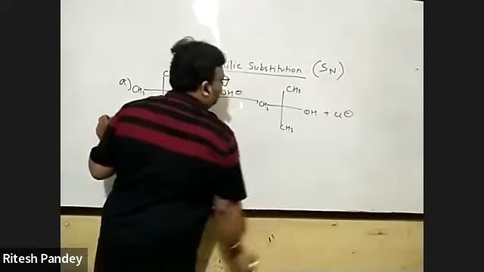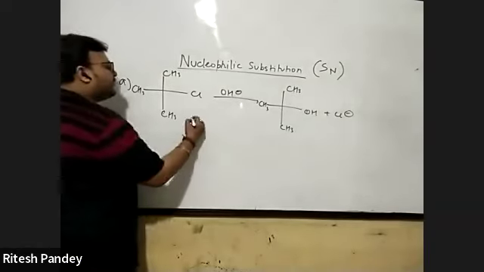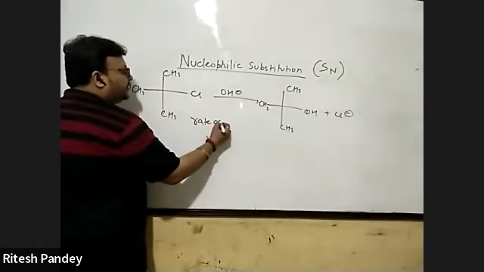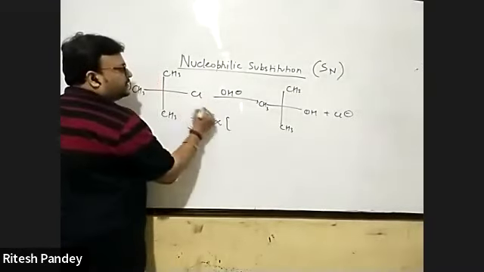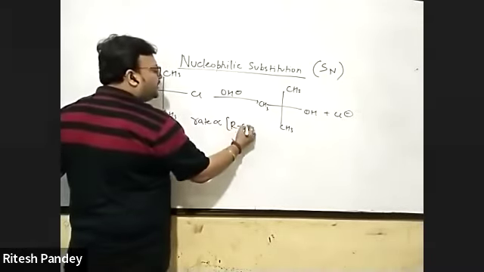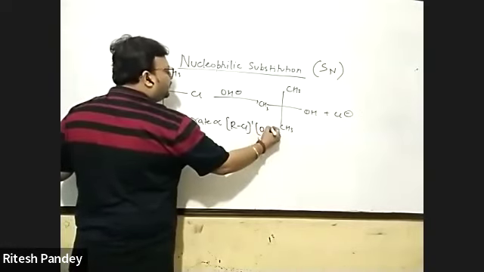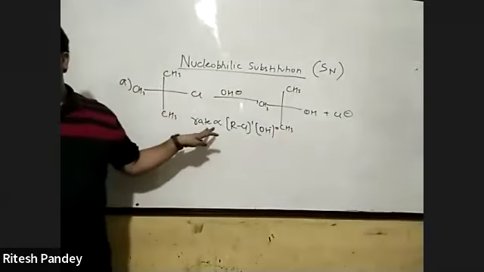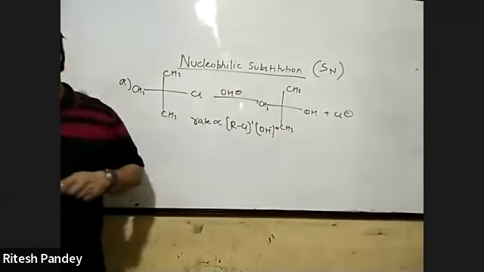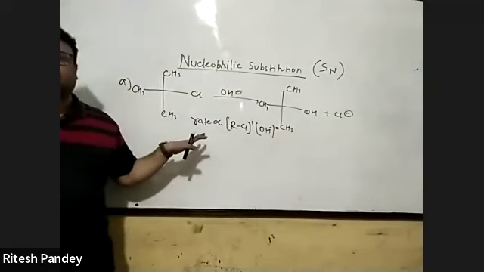Cl minus is obviously being knocked out or substituted. And I propose the mechanism or the process has a rate law expression, rate proportional to RCl only, to the power 1, and with the nucleophile OH minus, it's to the power 0. So in a situation like this, I repeat, the mechanism and everything is going to owe its source to kinetic studies.